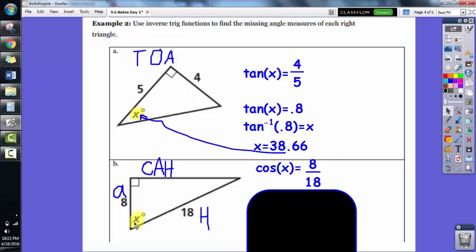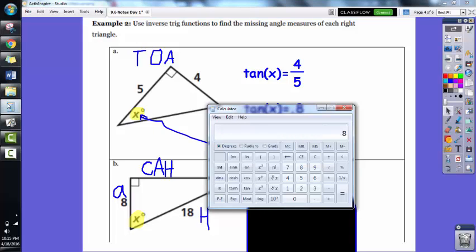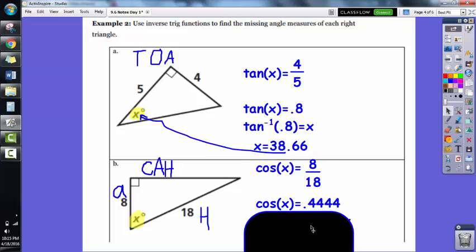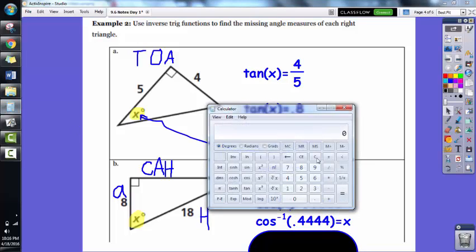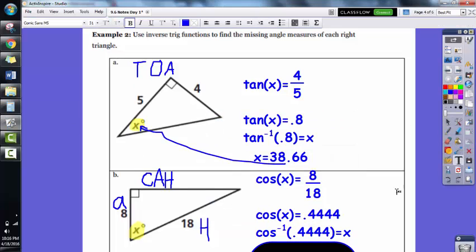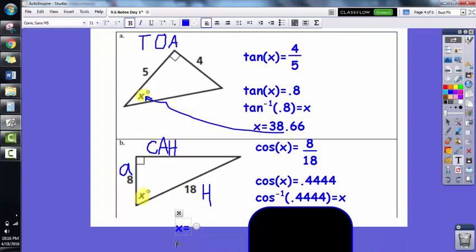So the cosine of x is the adjacent side, which is 8, over the hypotenuse, which is 18. Change that to a decimal. 8 divided by 18, 0.44. So the cosine of angle x equals 0.44, repeating. And now if I flip the decimal and the angle and switch it to its inverse, the inverse cosine of 0.44 equals angle x. So 0.444 for inverse cosine, 63.62. So x equals 63.62 degrees.